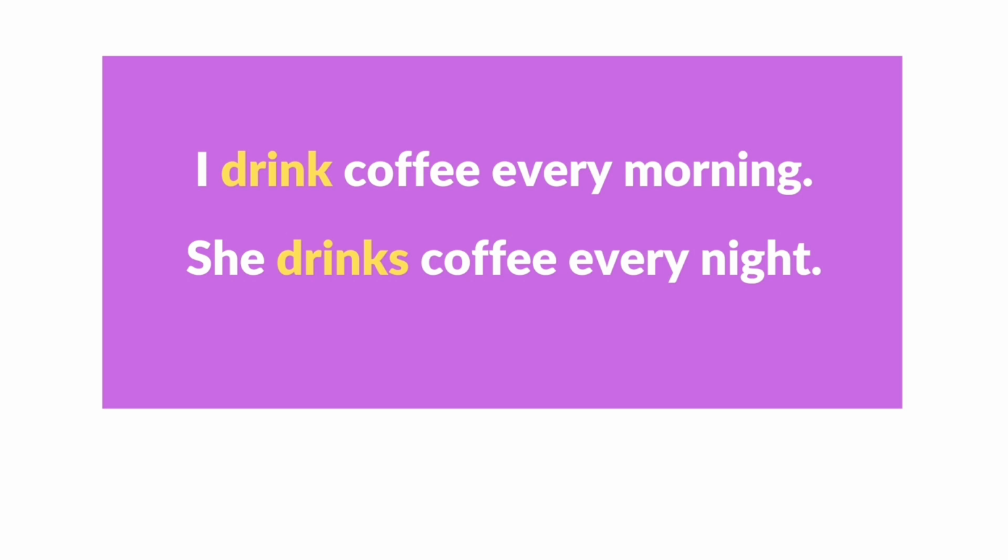Here are some examples. I drink coffee every morning. She drinks coffee every night. As you can see, these two examples are things that happen repeatedly. They are habits. I drink. She drinks. This is the present simple. Why is it I drink and she drinks?